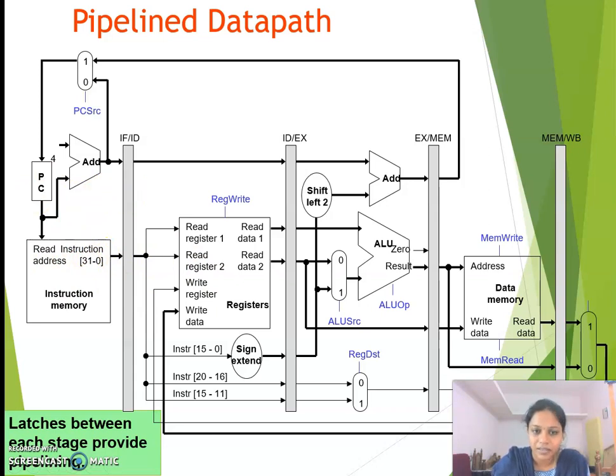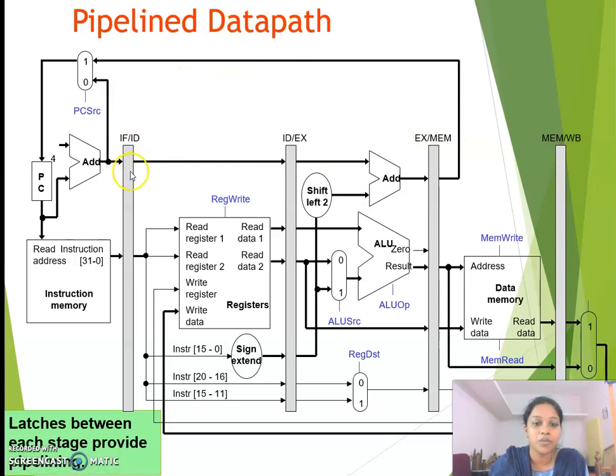Latches is a register or it's a flip-flop. It is a small memory unit which is used to store the intermediate result of the previous stage. Okay, so there is a latch between the instruction fetch stage and the instruction decode stage. This is called IF/ID. Similarly, between the instruction decode stage and the execution stage, this is named as instruction decode/execution. So latches are placed in between every stage. That is the only difference between a single cycle data path and a pipelined data path.